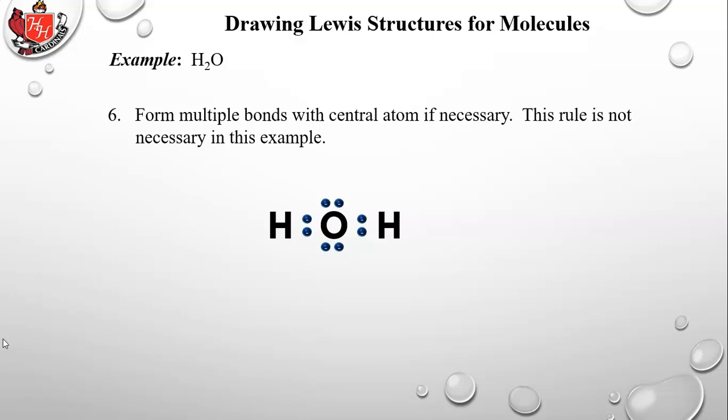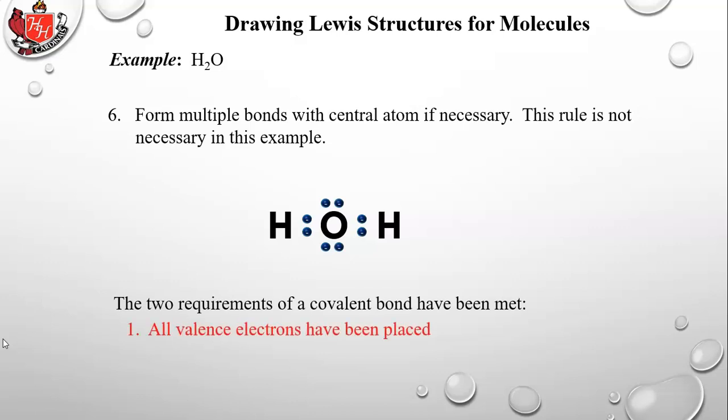So we've satisfied both of the rules. We've used all of the valence electrons, and we've created octets for all of the elements. So the 2 requirements of a covalent bond have been met. 1, all valence electrons have been placed. We started off with 8, and you can see that there's 8 there. And 2, all atoms have full octets.